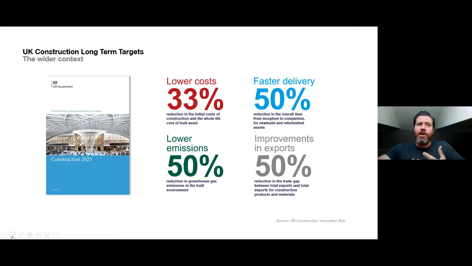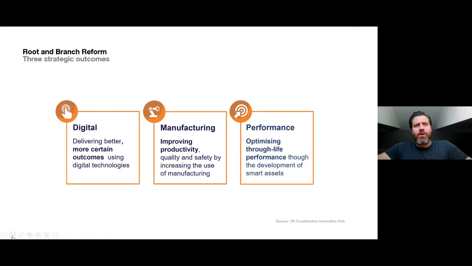So the government calls for root and branch reform with a focus on three strategic outcomes. The first is to do things digitally, to deliver better, more certain outcomes that we can use digital technologies for. The second is around manufacturing, which is about improving productivity, quality, and safety. And the third is around performance and optimizing through life performance. And I think from what Alex has talked us through so far, you can see that the golden thread exists in all three of those strategic outcomes.